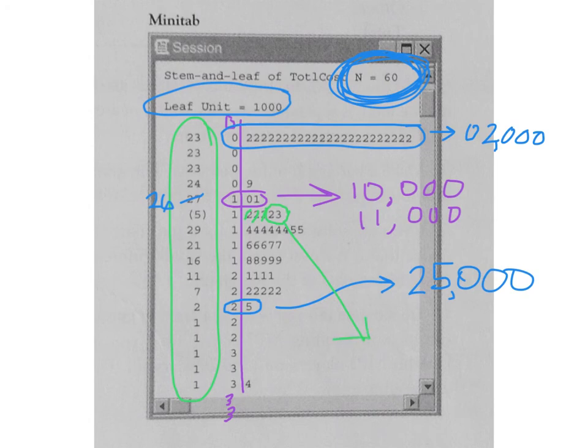So if I come down here, the 2 is really 12,000. The 3 is really 13,000. So that tells us our median is about 12,500. It's not going to be perfect since we had truncated these values, but it gives us a good idea of where the median falls.